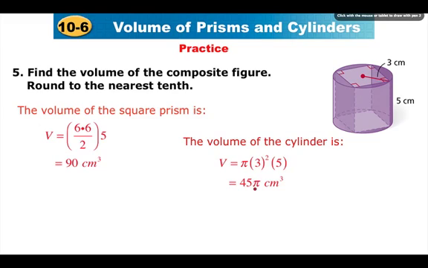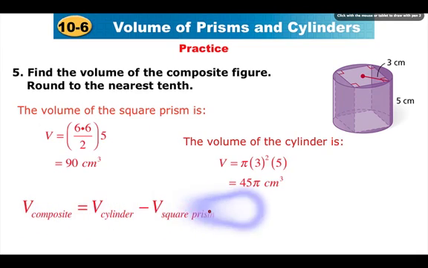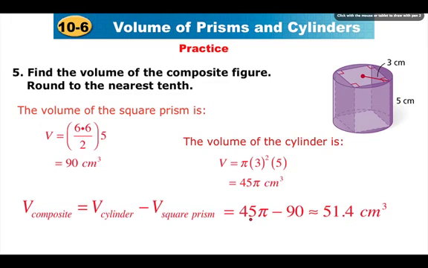So the volume of this composite figure is basically the volume of the cylinder, and I'm going to take away the volume of the prism. And that's what you see here. The volume of the composite is the volume of the cylinder minus the volume of the prism, square prism. And then I have 45 pi minus 90, and if I round to the nearest tenth, it is 51.4 cubic centimeters. Let's go to the next slide.